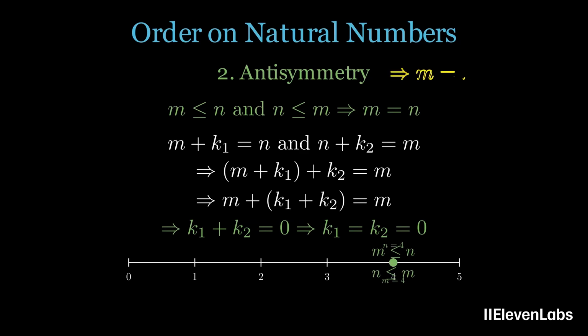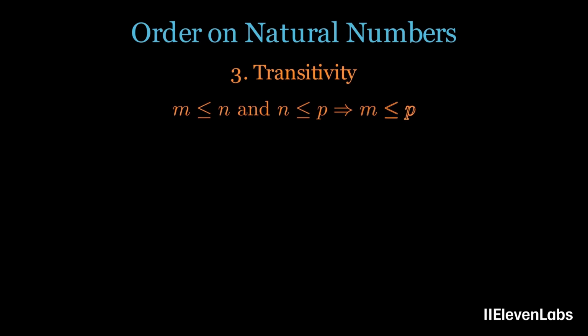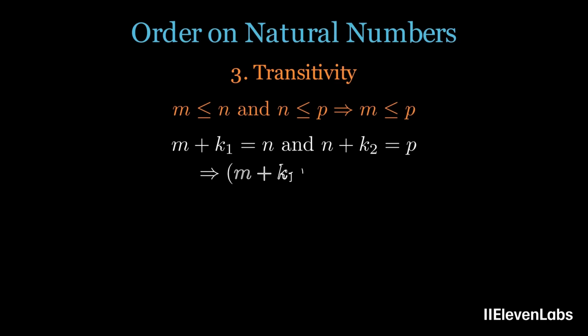Lastly, we have the transitive property of the order on the set of natural numbers. It says if m is less than or equal to n, and n is less than or equal to p, then m is less than or equal to p, which means the order is transitive. From the definition, there are natural numbers k1 and k2 such that m plus k1 plus k2 equals p.